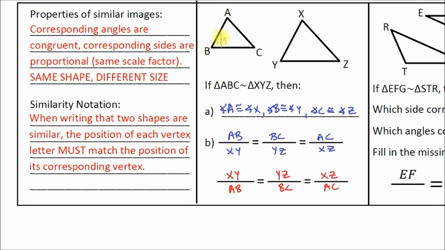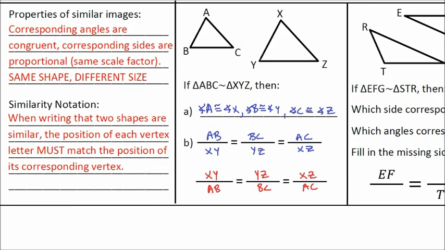You can't pick a side from this triangle and put it over the side of this triangle, and then for the next ratio, you start picking from this triangle and go backwards. Whatever you put on the top has to be from the same shape, and whatever you put on the bottom has to be from the same shape.